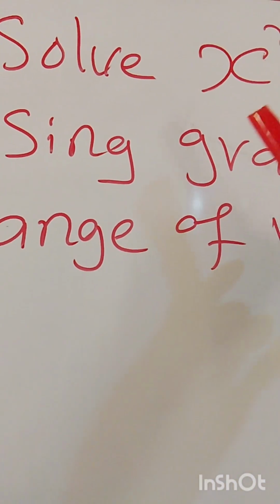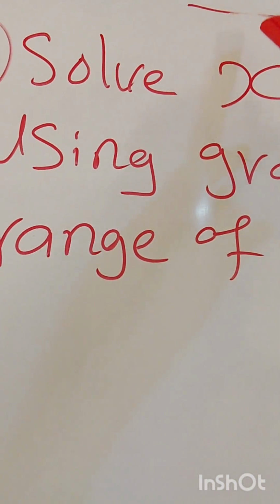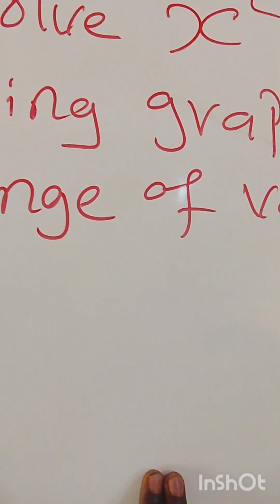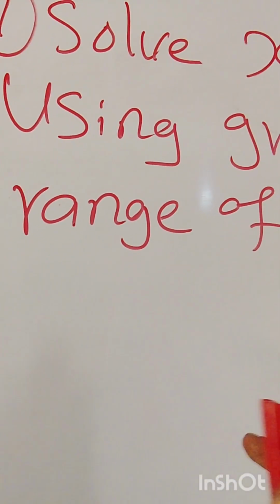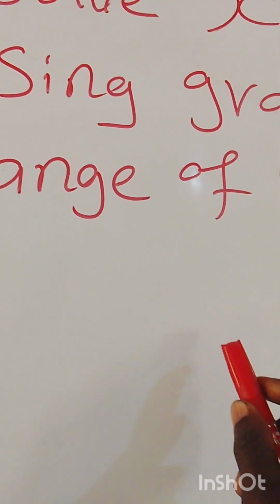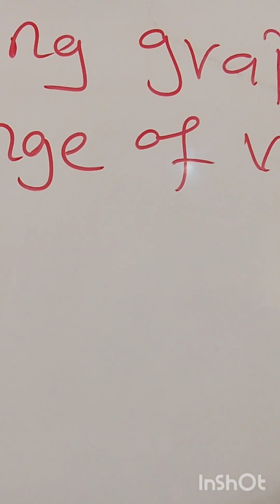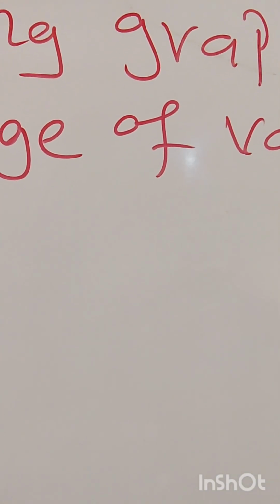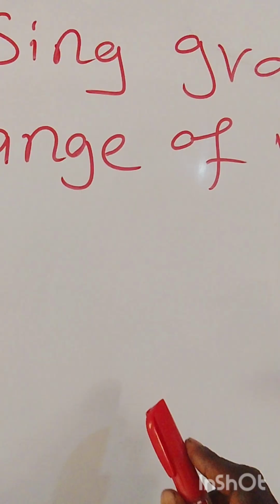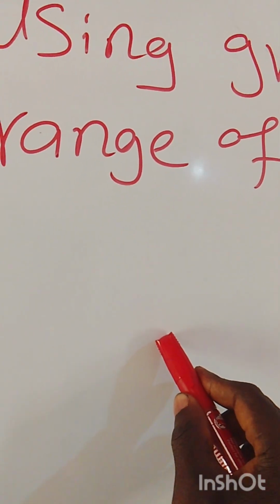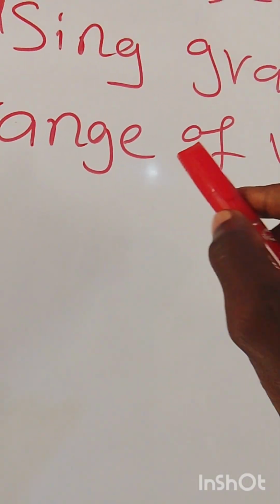That is, the graphic method is divided into two sets: the table of values set and the plotting of the graph, that is the graphing set. Now, when you understand these two, it will be very easy for you to solve quadratic equations by the graphic method.